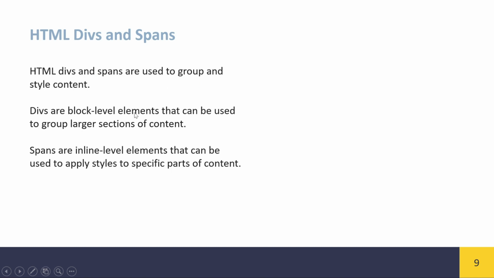Divs are block level elements that can be used to group larger sections of content. See, if we have both a start tag and an end tag, then those are called block level elements. In other cases, those are called void elements. I will explain this with the help of developing a web page in my next video. Don't worry, okay? Spans are inline level elements that can be used to apply styles to specific parts of content. The span tag is an inline level element.